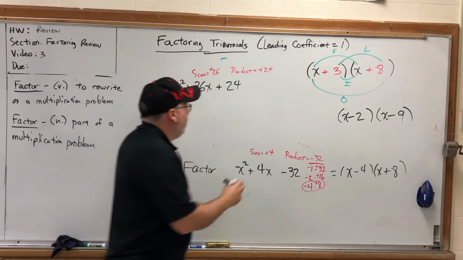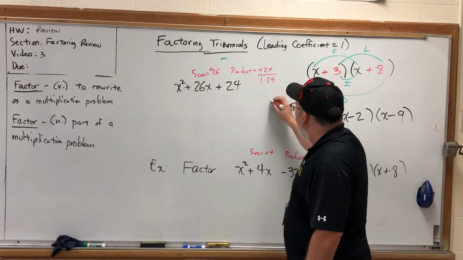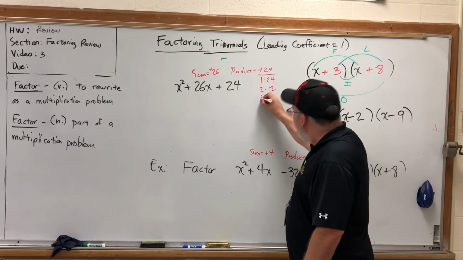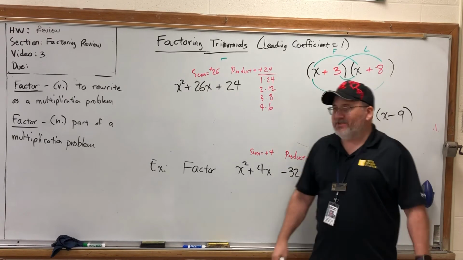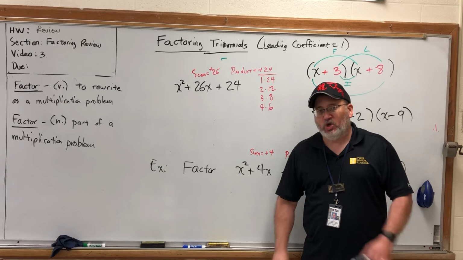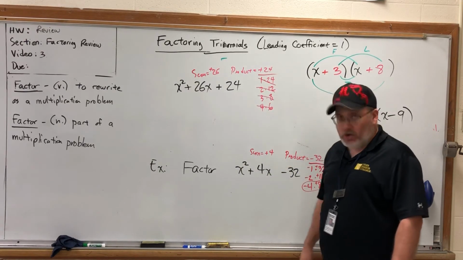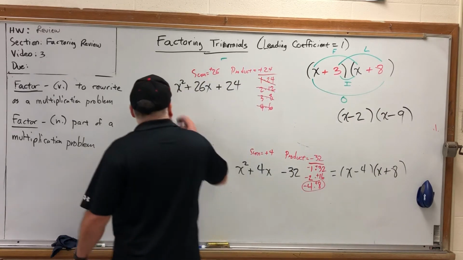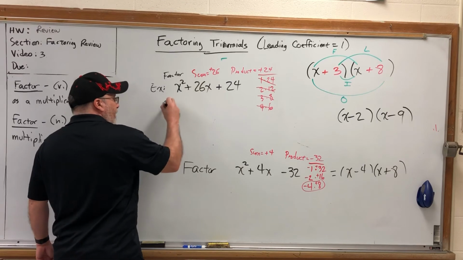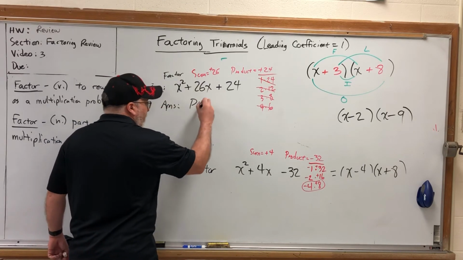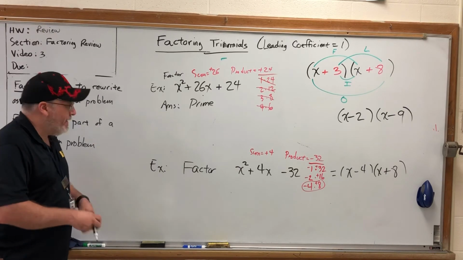If you ran through all of your products for 24, 1 times 24, 2 times 12, 3 times 8, 4 times 6. Which of those has a sum of 26? Answer, none of them. If none of the factor pairs have the correct sum, then it is a trick question to try to factor that trinomial, and the correct answer is it's prime, which means it won't factor. Kind of like prime numbers can't be factored.